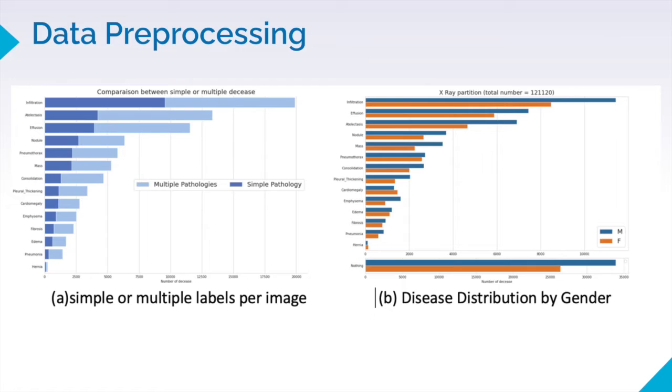There are 14 diseases labeled, and also one label for no finding. You can see the A figure. Each of the images will have a single label or multiple labels, but the majority of the images have just one label. And you can see the B figure. Males are more likely to have those 14 diseases than females.